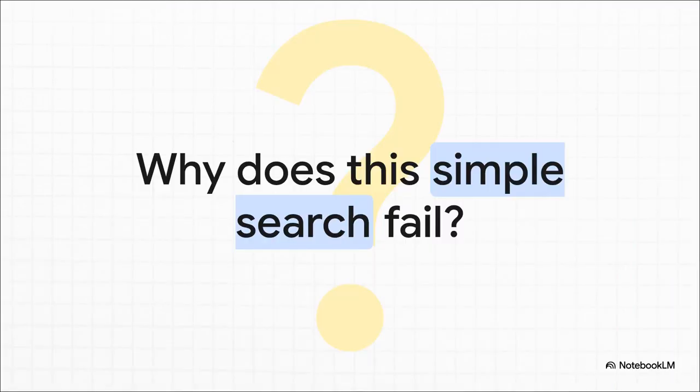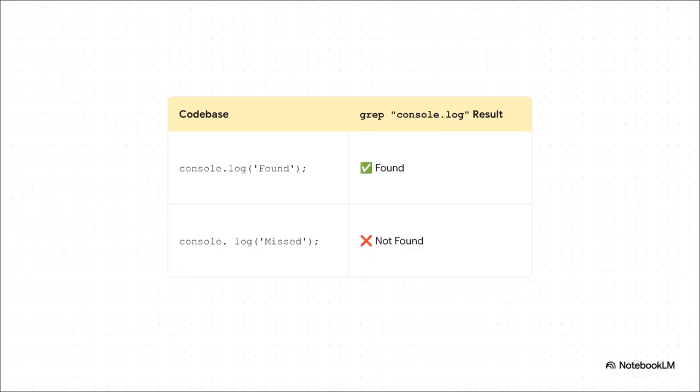So let's start with a classic problem. You need to find every single console.log in your codebase. Simple enough, right? You reach for grep or maybe your editor's find function. But what happens when your code isn't perfectly formatted every single time? And yep, here's the problem right here. That first line, found, no problem. But the second one, with just one little extra space between console and .log, nope. Our text search is completely blind to it.